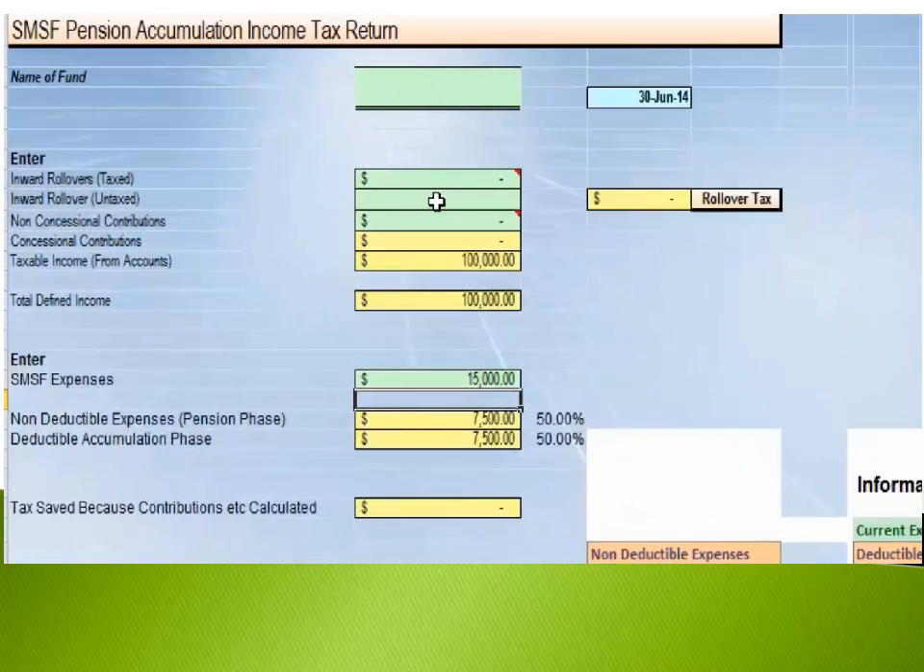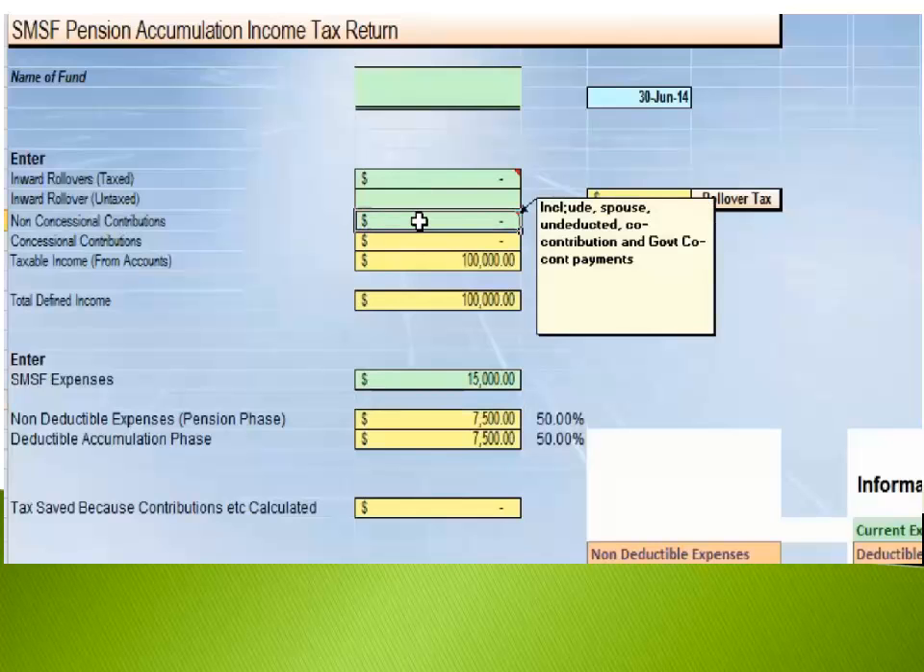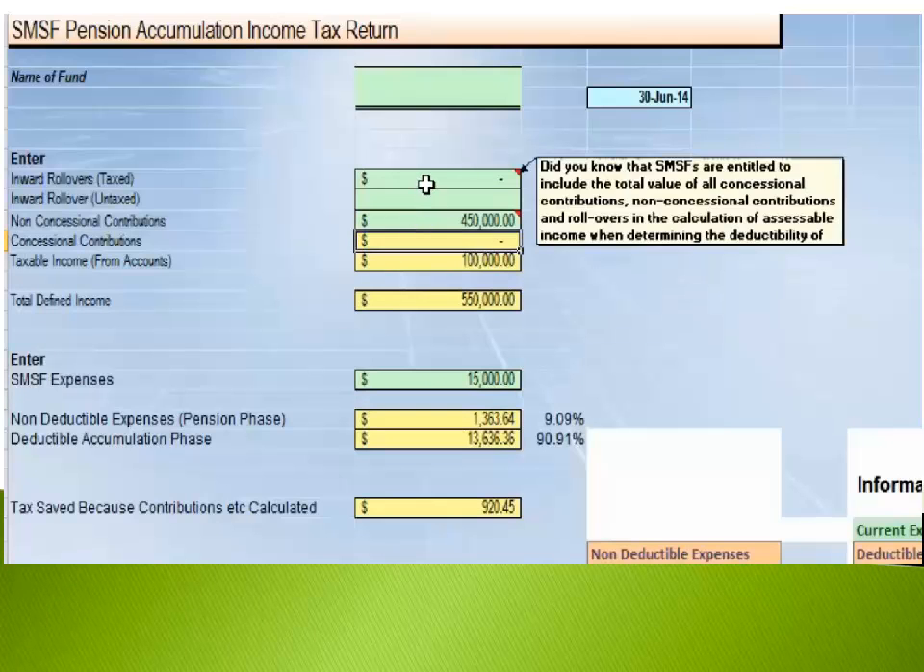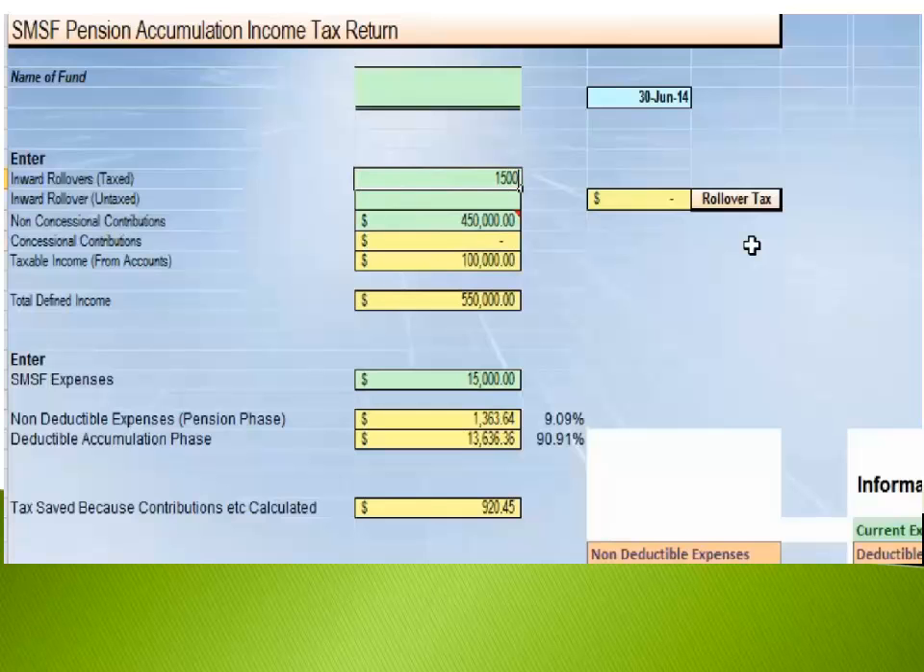So let's say for this fund there was a non-concessional contribution of $150,000 and there was an inward rollover of $150,000. Then instead of the fund's assets being prorated 50-50, which is what the actuarial certificate is saying, the actual calculation is now 92.86 and 7.14, which is dramatically increasing the deductibility of the expenses.